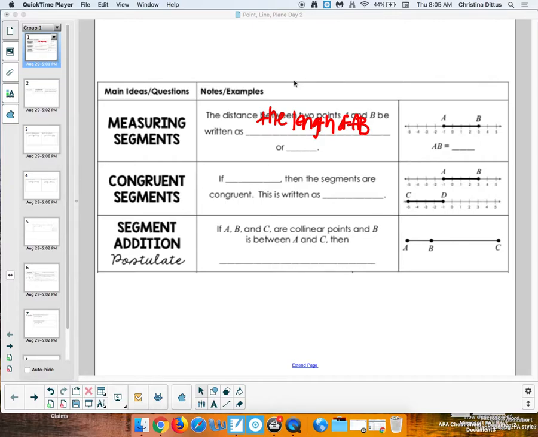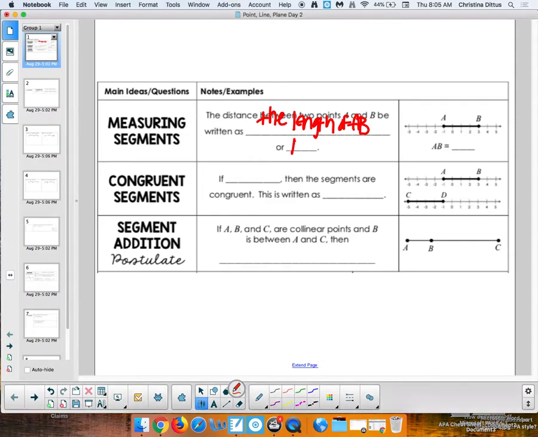So if I look here at my little line, AB, we'll just call it AB. Instead of saying the length of AB, you can just say AB, and I know that you're talking about the length of it, how long it is. Okay? If we look over here to our little picture, we have A, our start point, and B, our end point. All you gotta do is count how many things they have. So 1, 2, 3, 4. So how long is AB? 4.